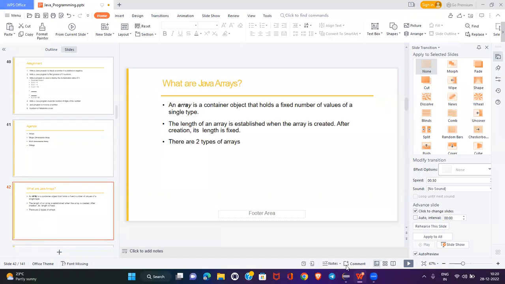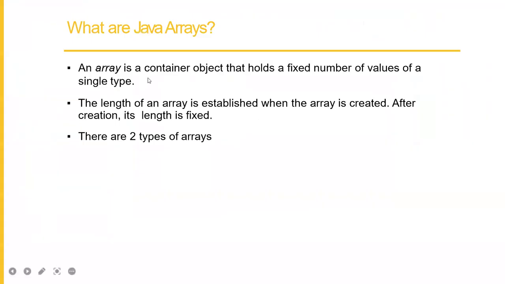So what does array mean? An array is a container object that holds a fixed number of values of a single type. This container will contain the element objects with a fixed number of values. The length of the array is established when the array is created, meaning once the length is created, we cannot alter it. We cannot change it.